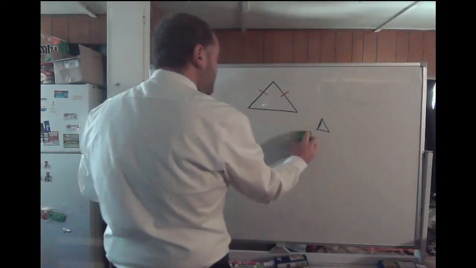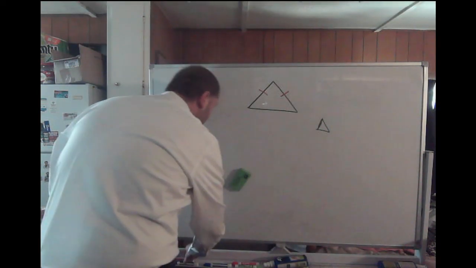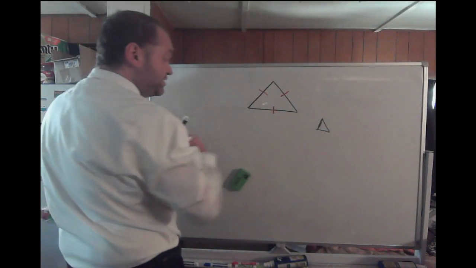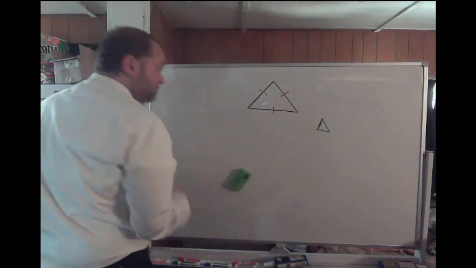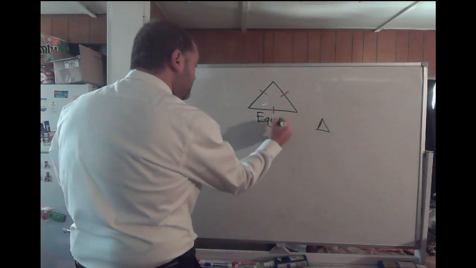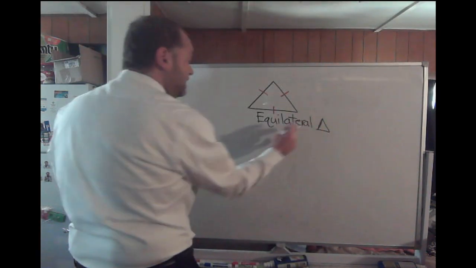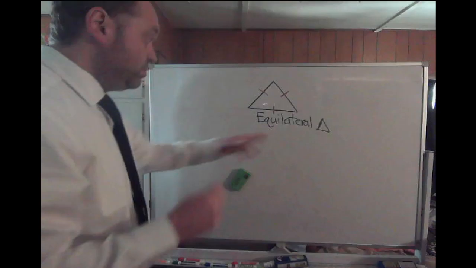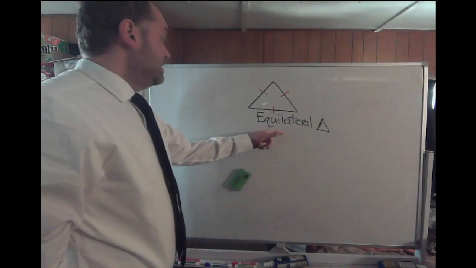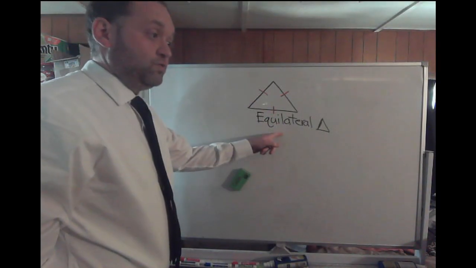Now, if all 3 of the sides are congruent, and these red tick marks, those are congruency markers if you're wondering. If all 3 sides are congruent, you have what is called an equilateral triangle. Equa meaning equal, lateral means side. So if all 3 sides are equal, you therefore have an equilateral triangle.